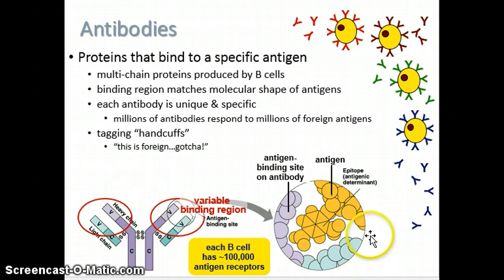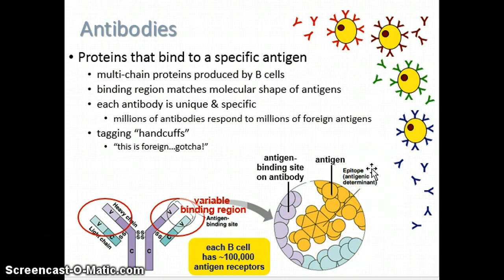This is a close-up of what it might actually look like. If we think of these different amino acids making up a protein, this is our antibody's Y-shaped binding site. And then this is the actual antigen here that's going to fit into that site. Another definition you should be familiar with is that the portion of the antigen that actually fits into the binding site is called an epitope.